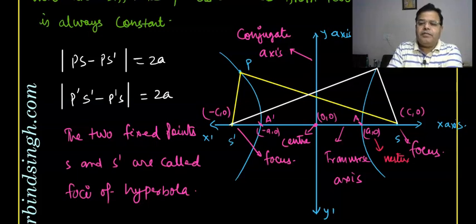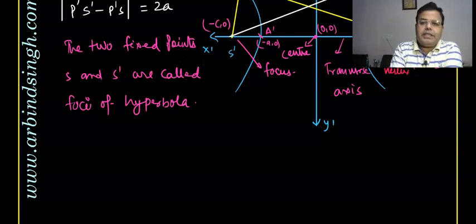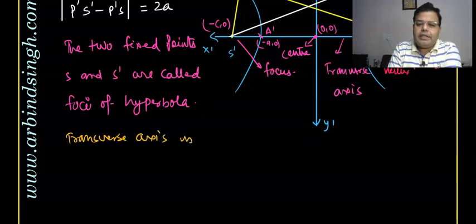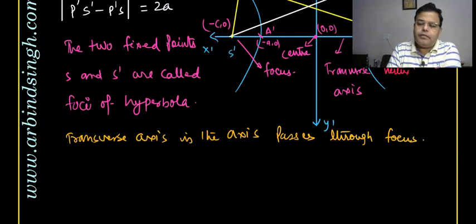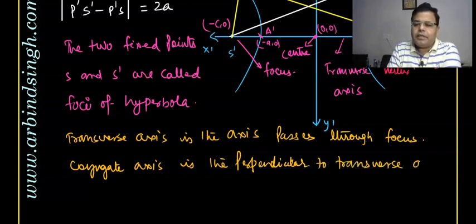Let me write this: center, vertex of parabola. So here vertex. Now let me define what the conjugate and transverse axis are. The transverse axis is the axis that passes through the foci, right? And the conjugate axis is the axis perpendicular to the transverse axis, right?